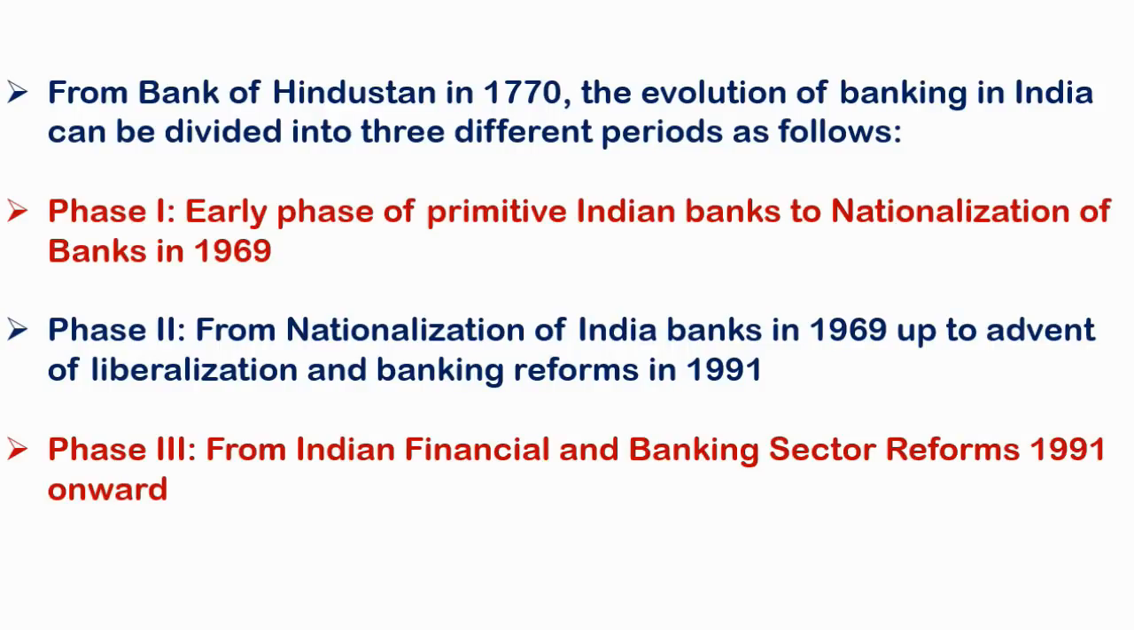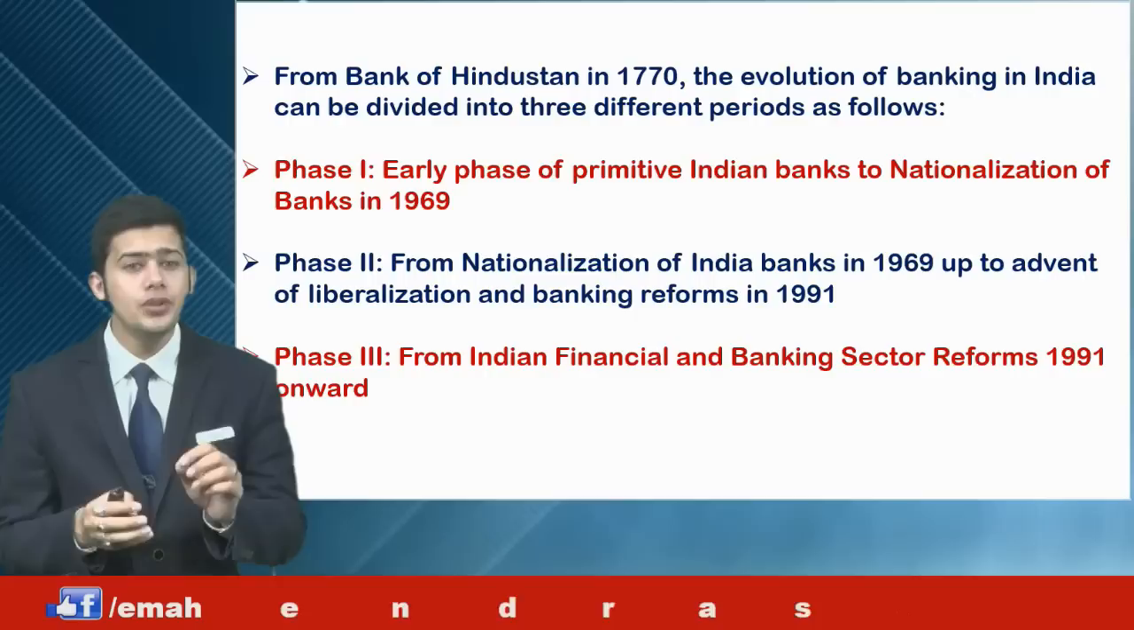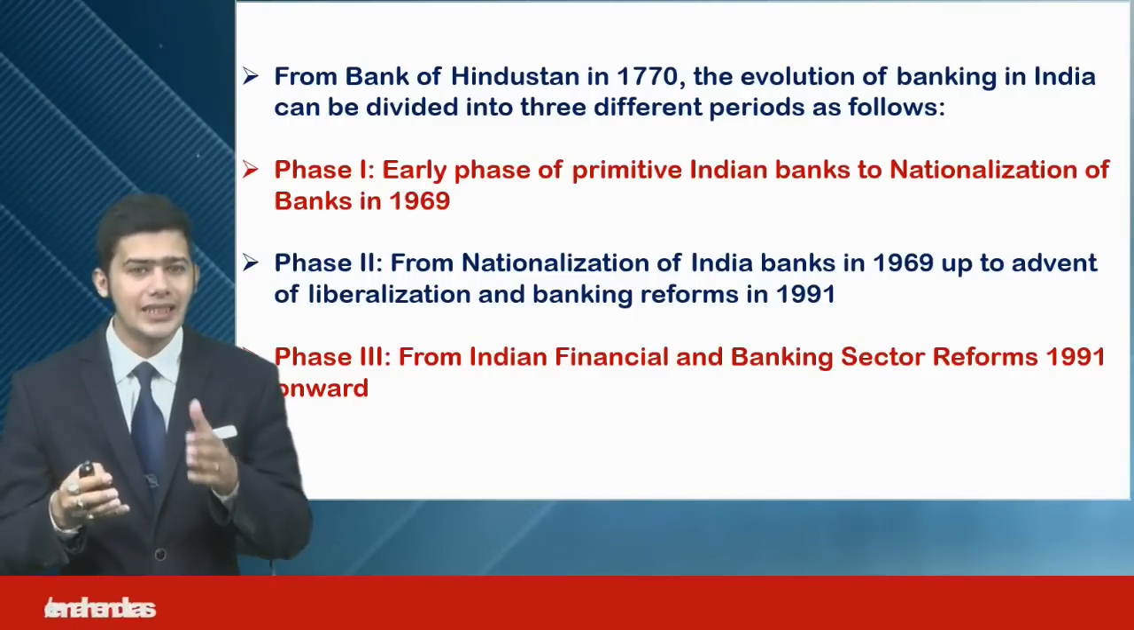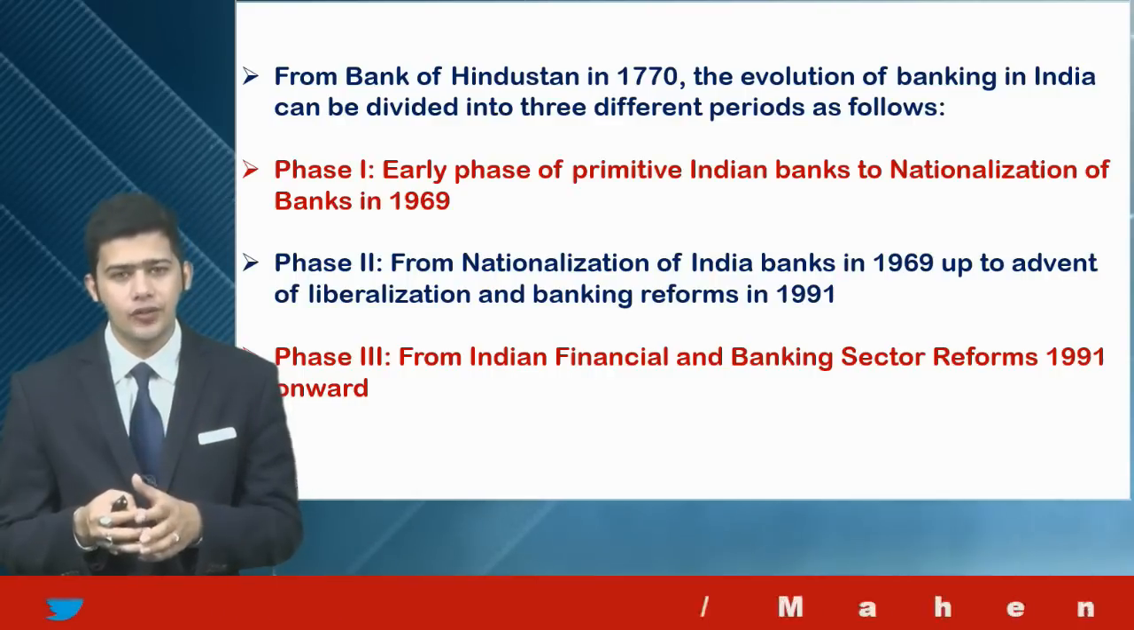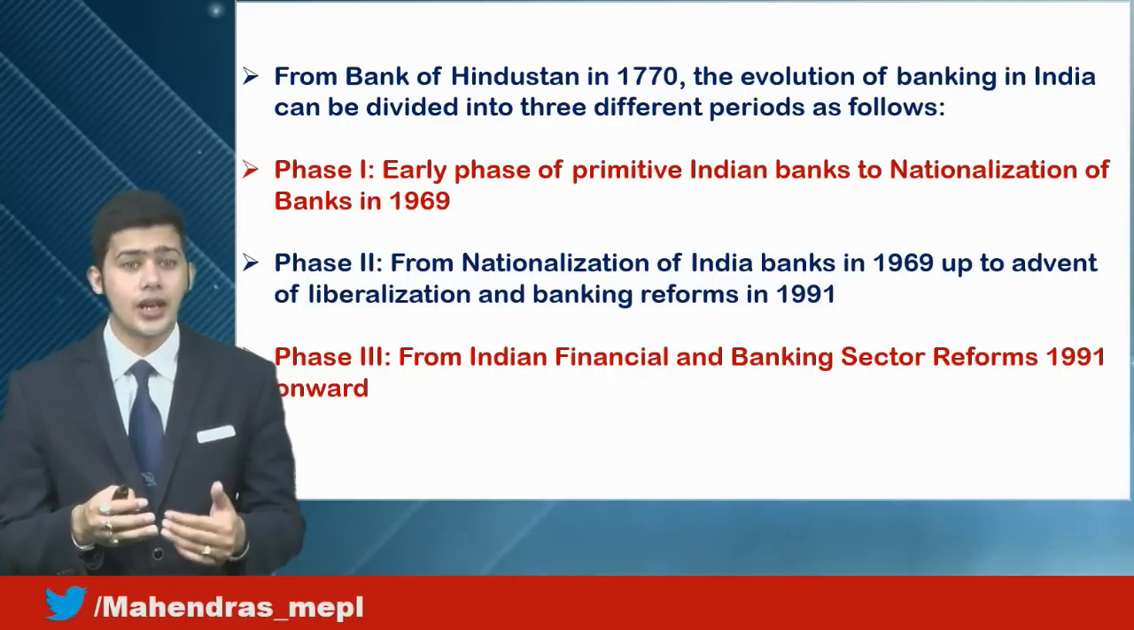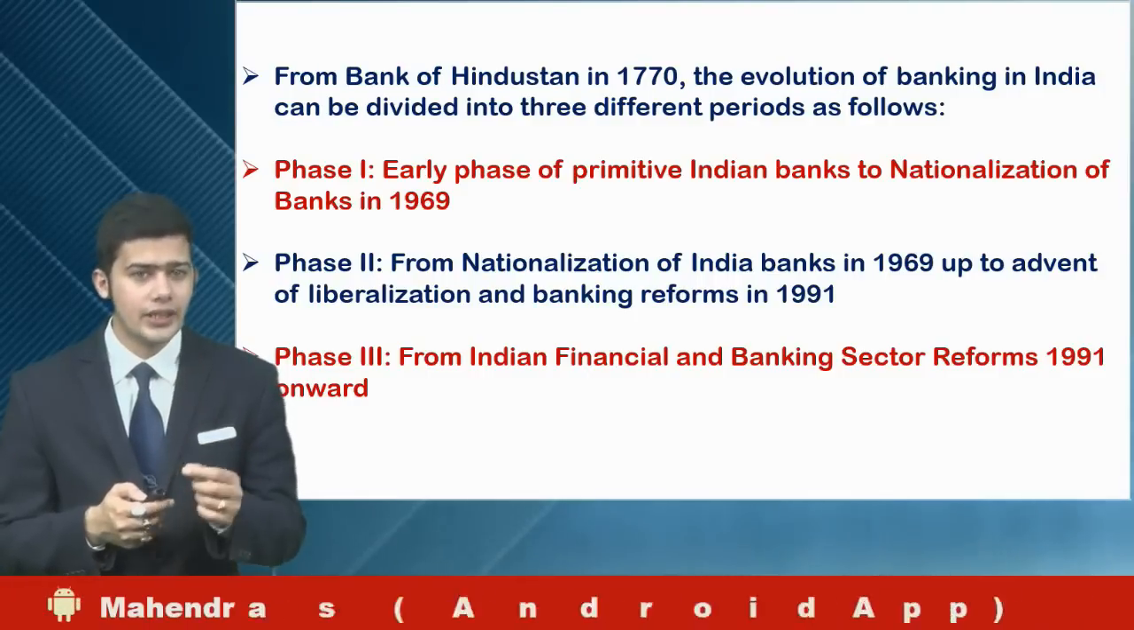Now, if we discuss how banking transpired, it can be divided into three different parts: phase 1, phase 2 and phase 3. We would focus primarily on phase 1 in this video, and then phase 2 and phase 3 in the next videos. In phase 1, the period runs from the early phase of the primitive Indian banks to the nationalization of banks in 1969. In phase 2, we would focus on the nationalization of Indian banks in 1969 up to the advent of liberalization and banking reforms in 1991. And then phase 3 would comprise the Indian financial banking sector reforms from 1991 to today's current picture. So let's see phase 1 of the Indian banking history.